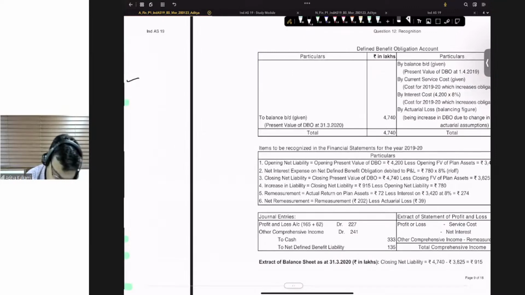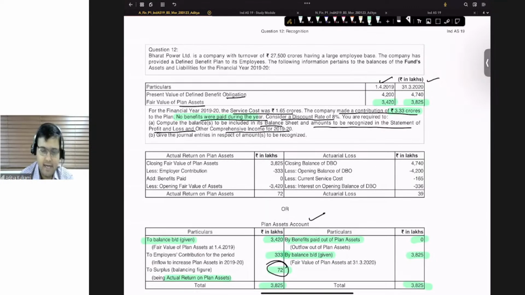The same thing is presented in a statement form. Closing fair value 3,825 minus contribution 333, add benefits paid 0, less opening fair value 3,420. So that gives you actual return 72. Same thing, no change at all.